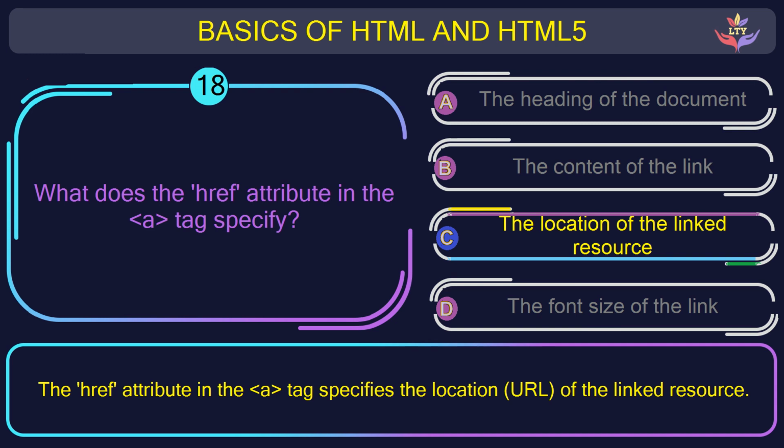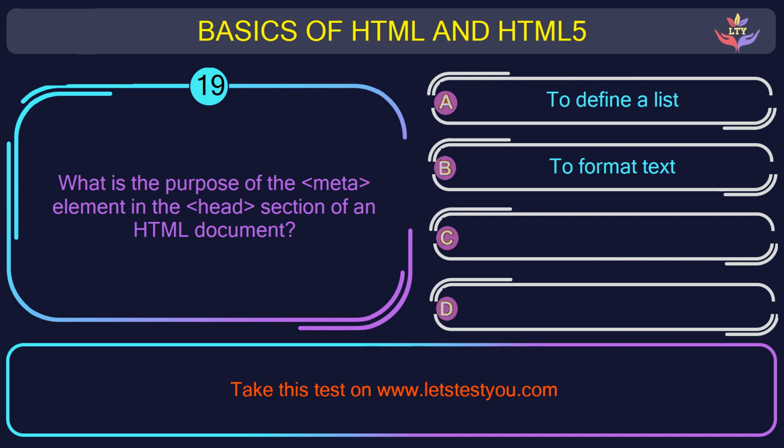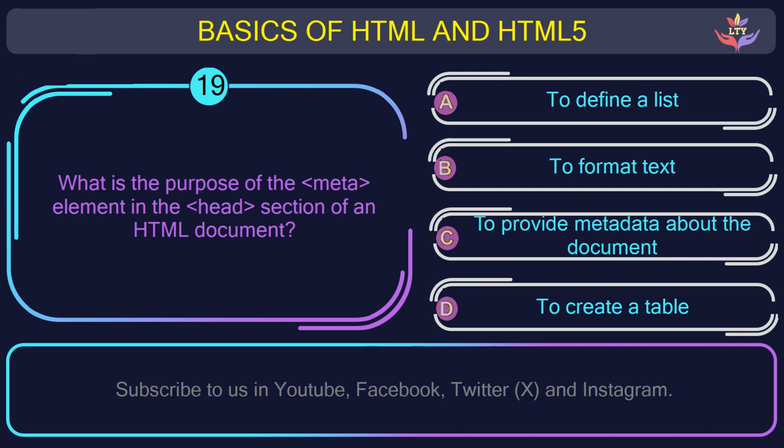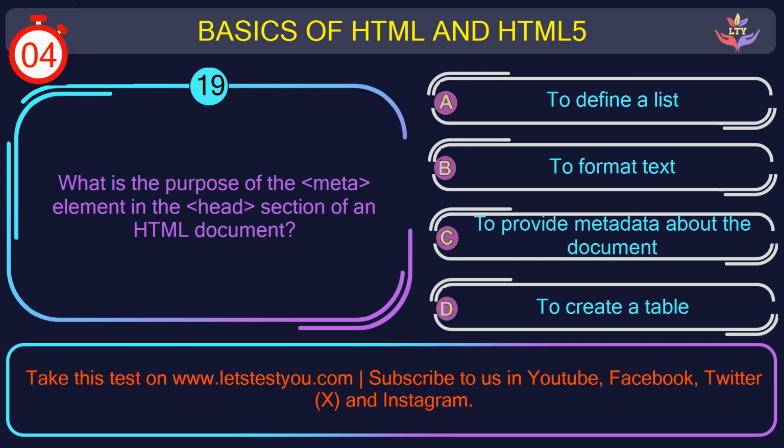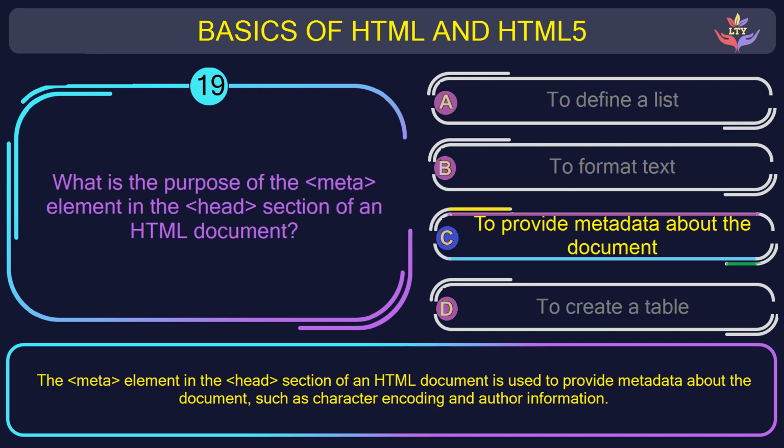Question number 19. What is the purpose of the meta element in the head section of an HTML document? The correct answer is option C. To provide metadata about the document. The meta element in the head section of an HTML document is used to provide metadata about the document, such as character encoding and author information.